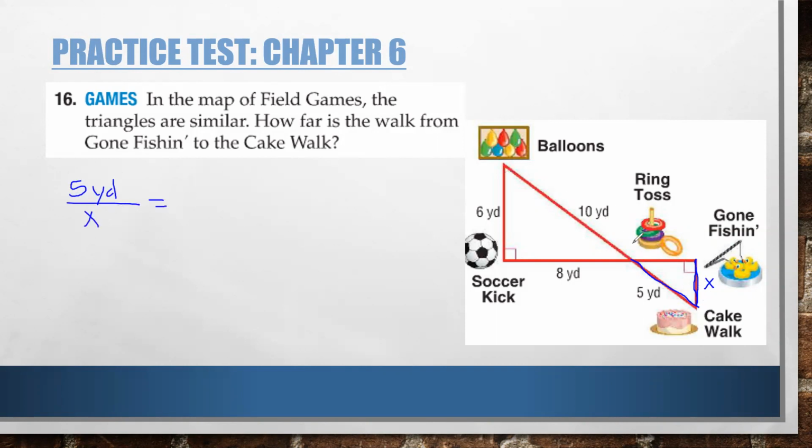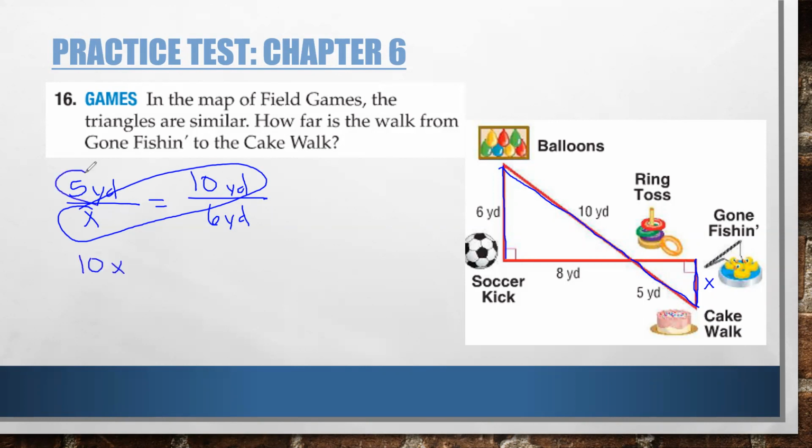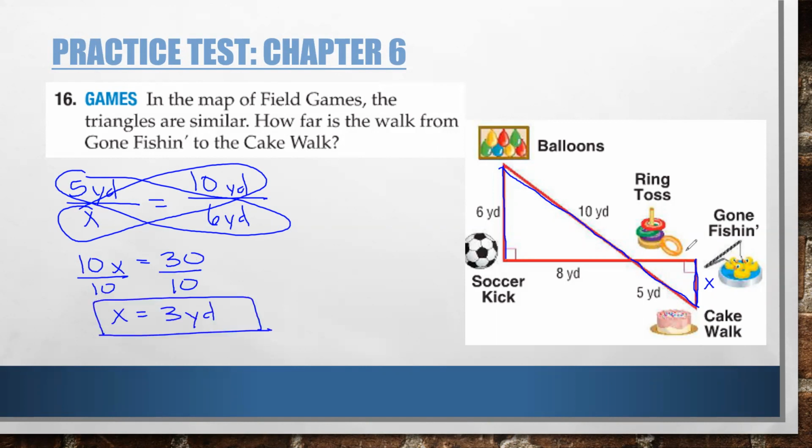So this triangle, the hypotenuse is this side right here. So that's 10 yards. And then the shortest side is going to be this side here. So this would be 6 yards. Okay, so then I would cross multiply. X times 10 is 10x, and then 5 times 6 is 30. A one-step equation, I'm going to divide both sides by 10. So x is equal to 3 yards. Okay, so Gone Fishing is 3 yards away from Cakewalk.